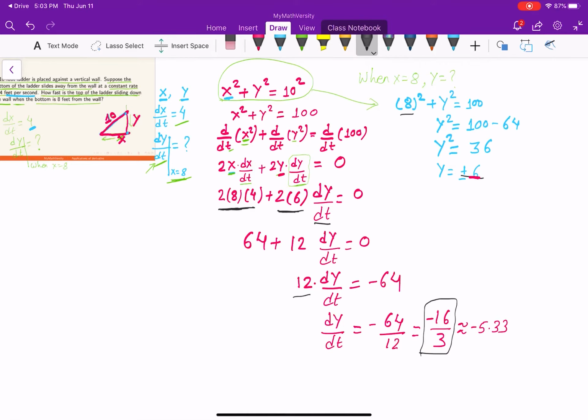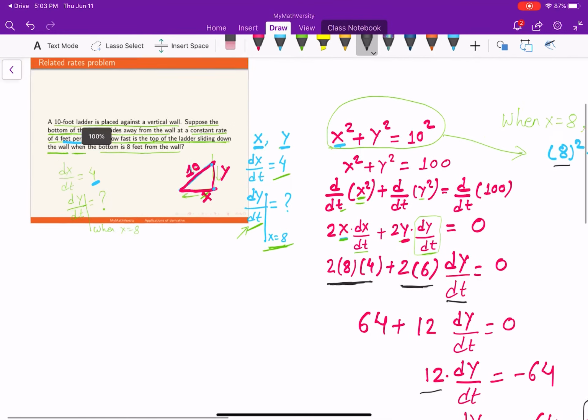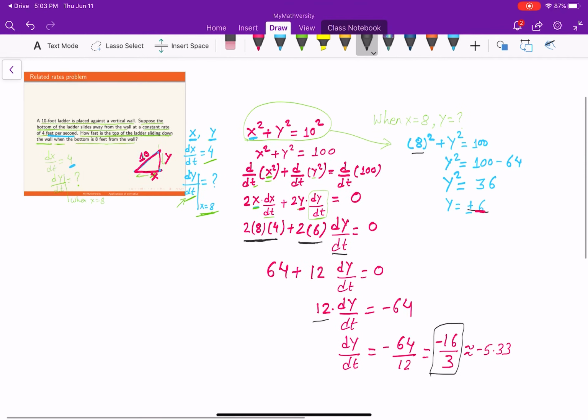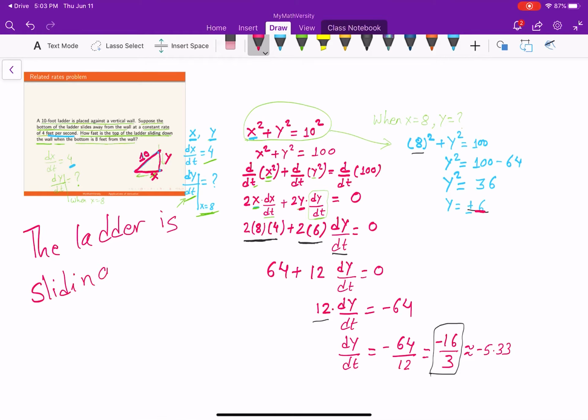But this is the rate of change of y with respect to t. So if that is the case, what was the question? Our question was to figure out how fast the top of the ladder is sliding. So in that case, we can say the ladder is sliding down, right? Sliding down at a rate of 16 over 3, right, feet per second.